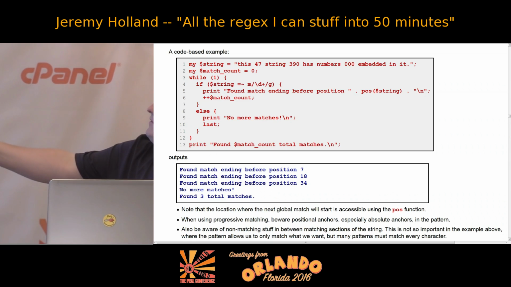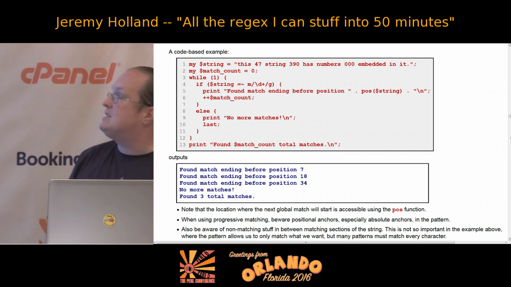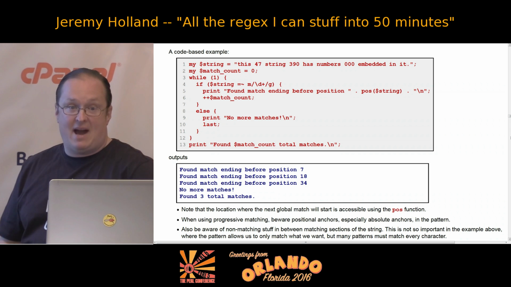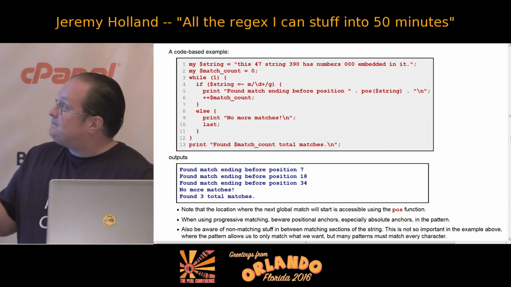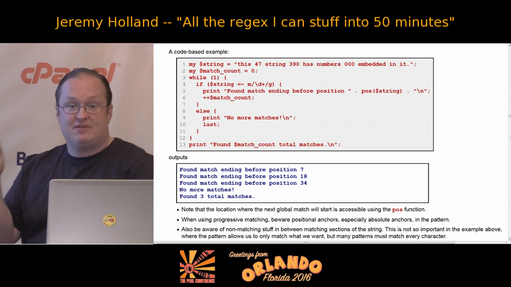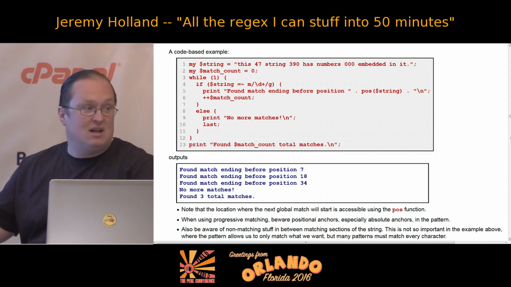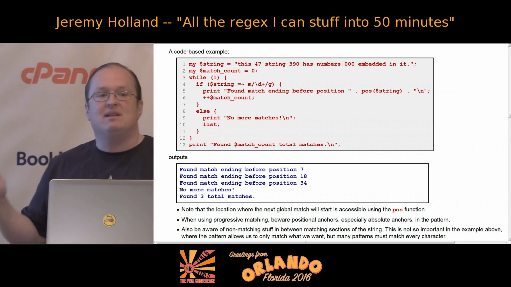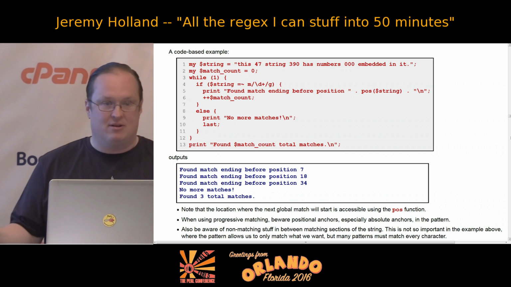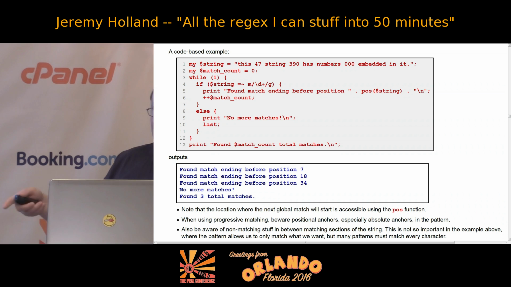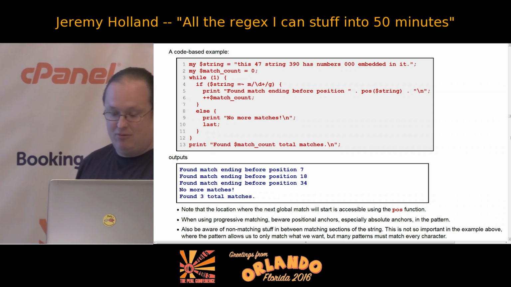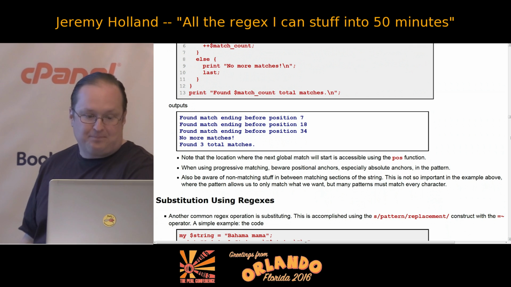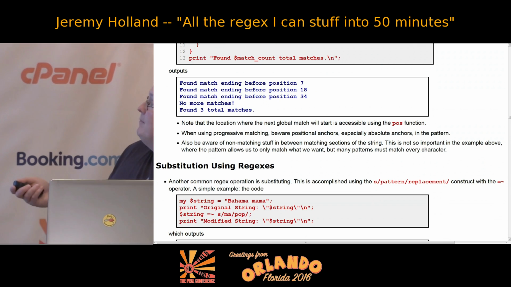Note this pos function, which when you call it on a string which has been matched against a pattern with a global match, tells you where it has left off. So where the next match is going to start. It doesn't tell you where the last successful match occurred. You have to get the match text back out and run a length on it if you want to know that. So just again, when you're using progressive match, be aware of positional anchors.